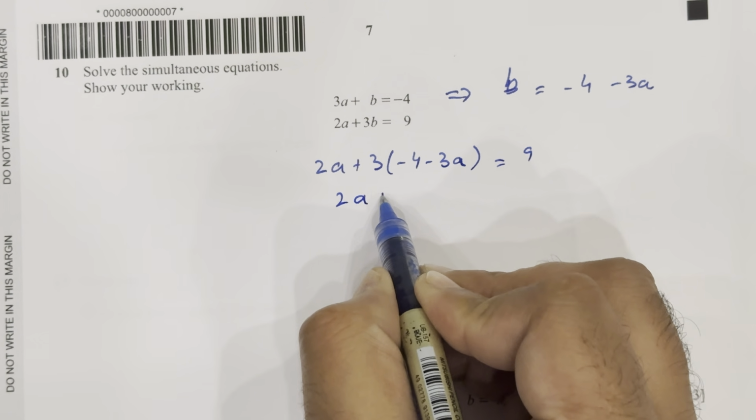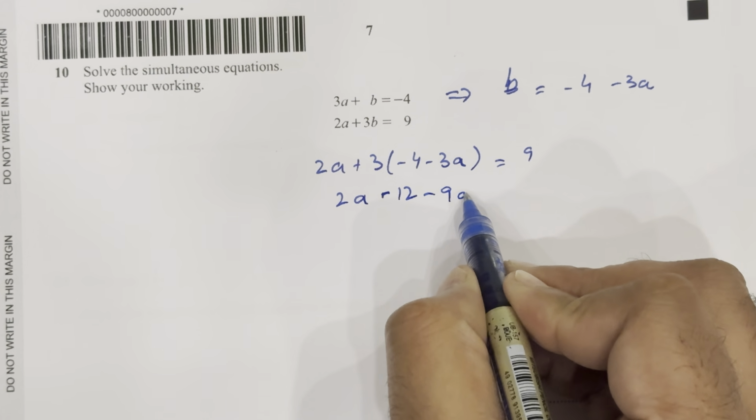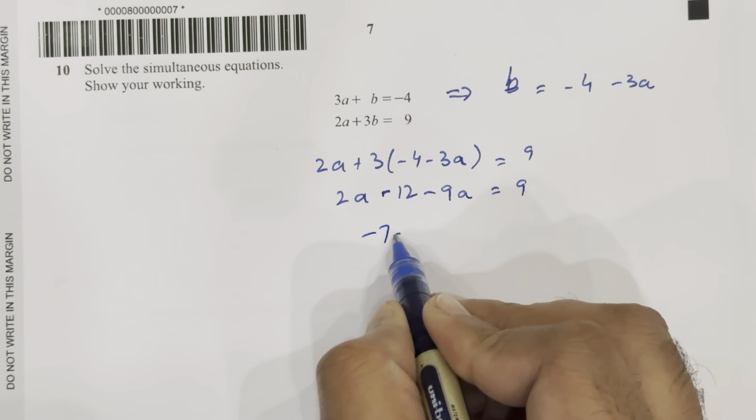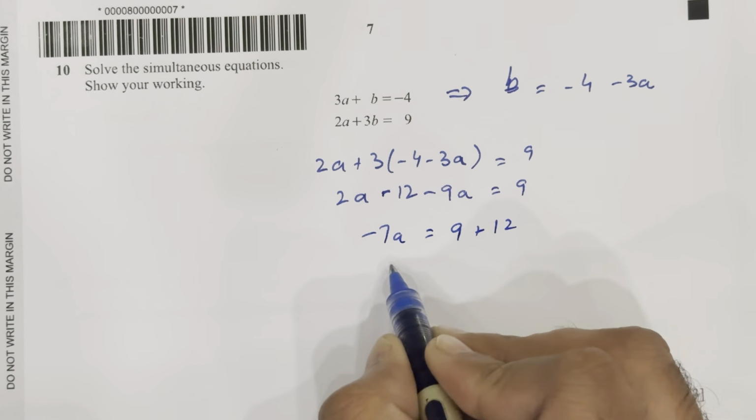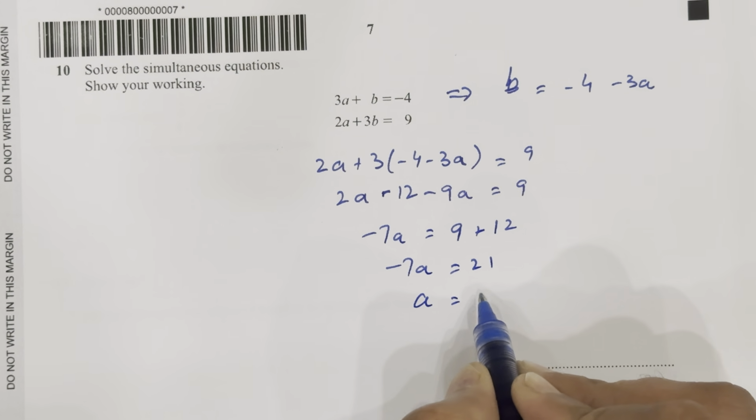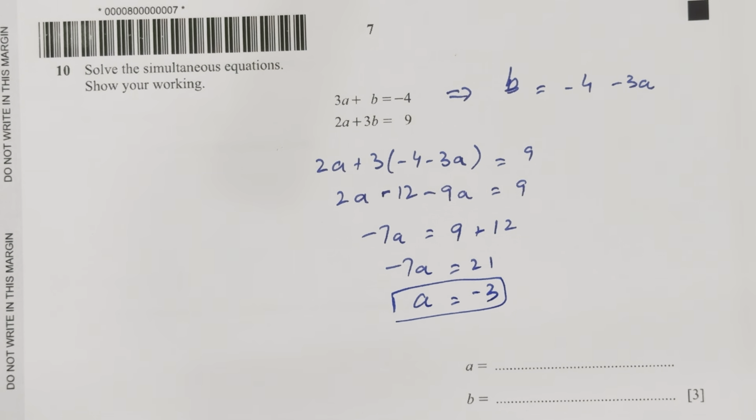It will be 2a minus 12 minus 9a is equal to 9. It will be minus 7a is equal to 9 plus 12. It would be 21. Then a would be 21 divided by minus 7, which is equal to minus 3. So our answer for a is minus 3.